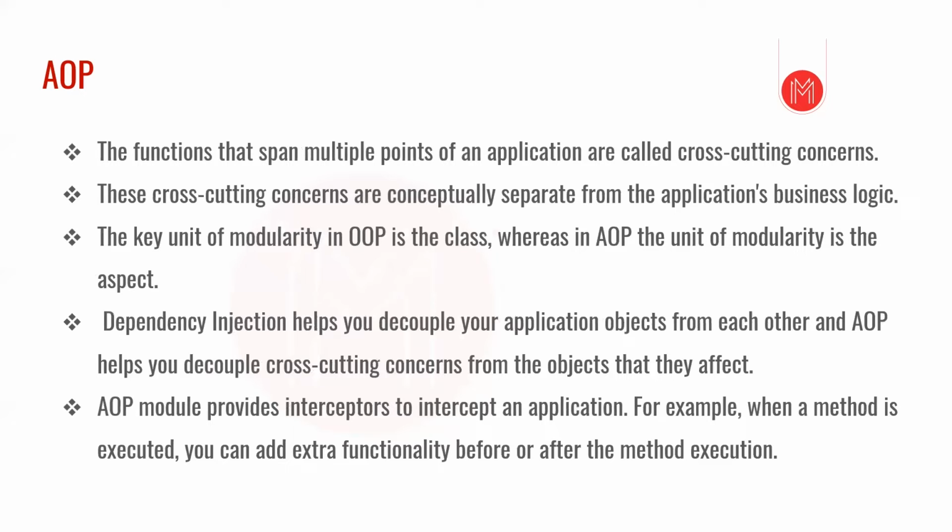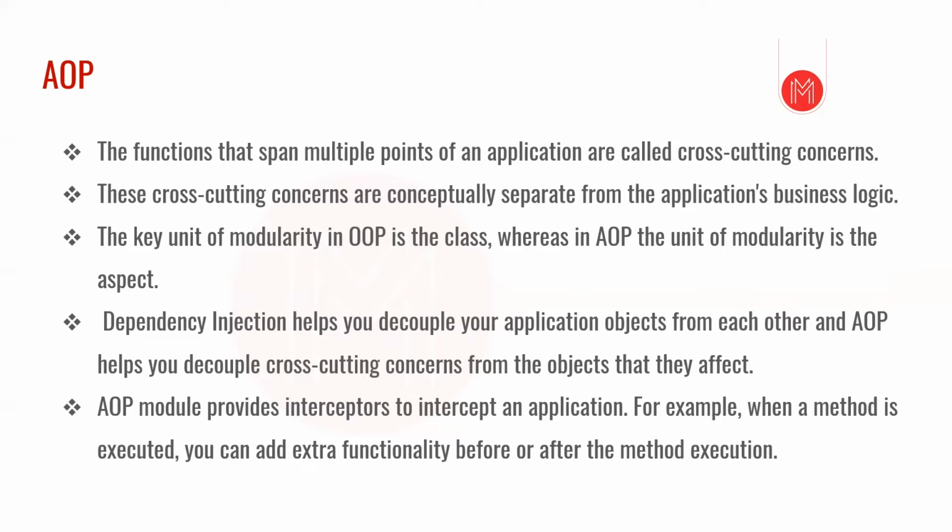Whatever functions we are using, the functions that span multiple points of an application are called cross-cutting concerns. The cross-cutting concerns are conceptually separate from the application business logic. Okay. Generally, AOP and OOP are not the same. OOP is object-oriented programming, whereas AOP is aspect-oriented programming.